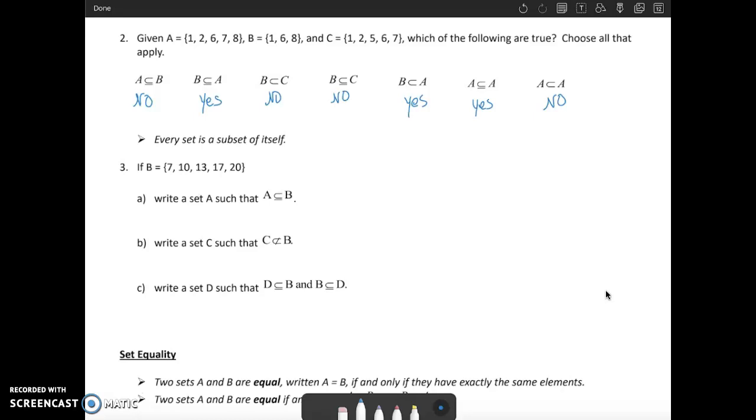So we get out of this that every set is a subset of itself. So I can always say it's a subset. A set is a subset of itself, but it is not a proper subset of itself. So I'll add that there. But not a proper subset of itself.